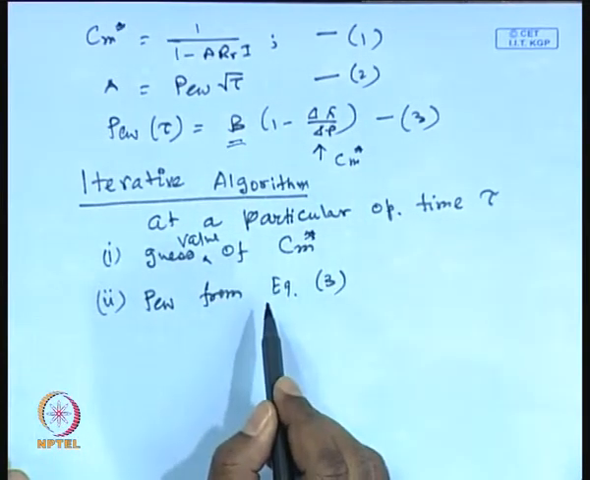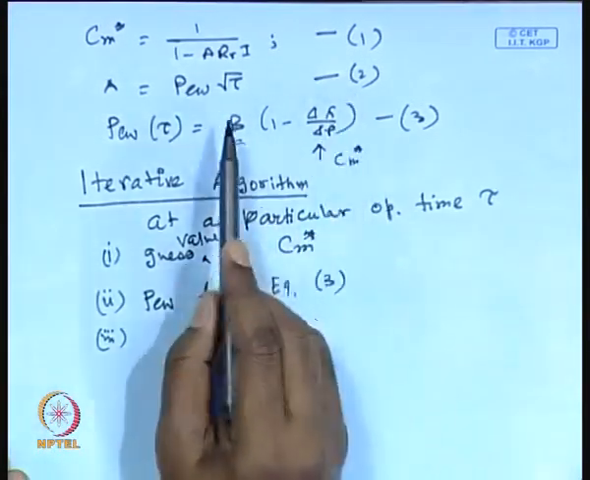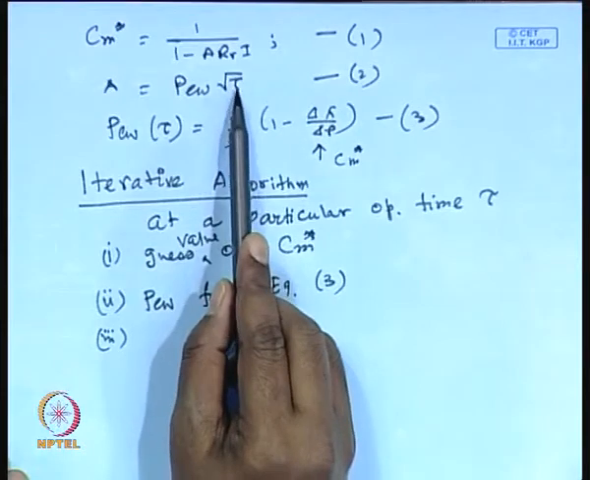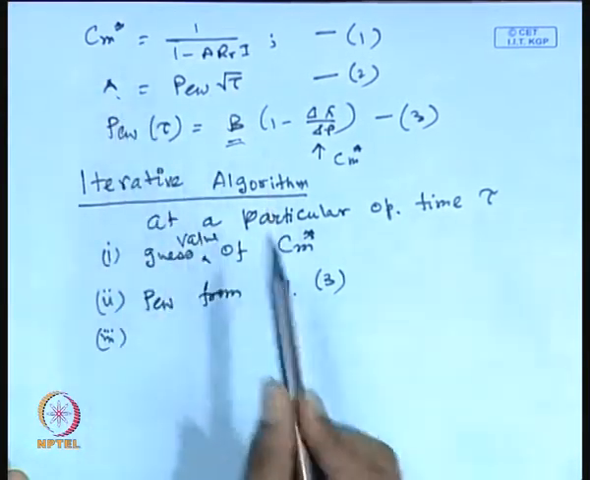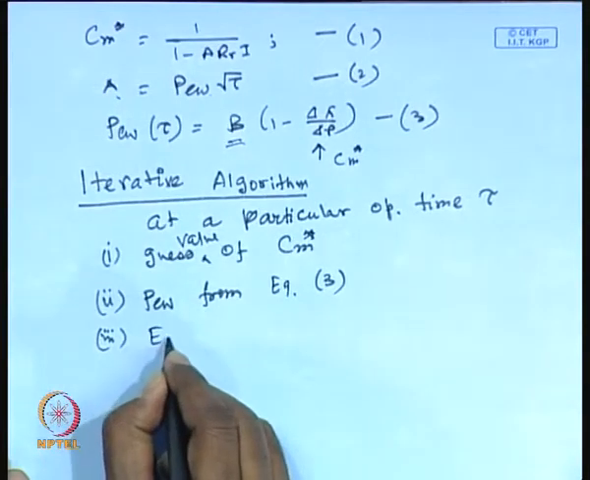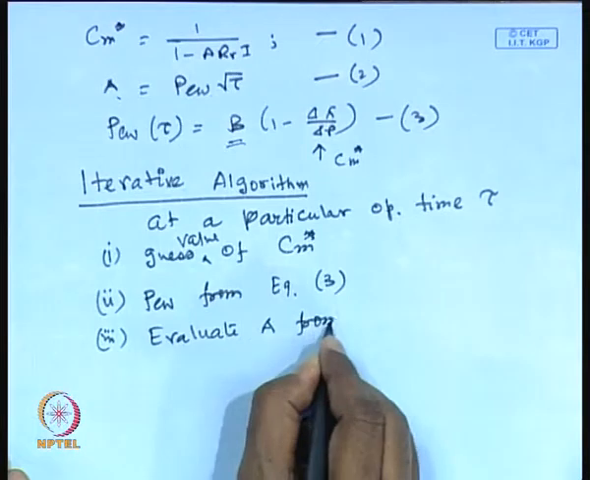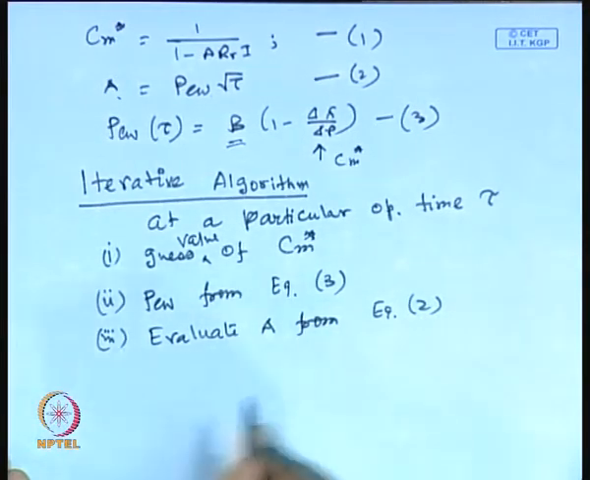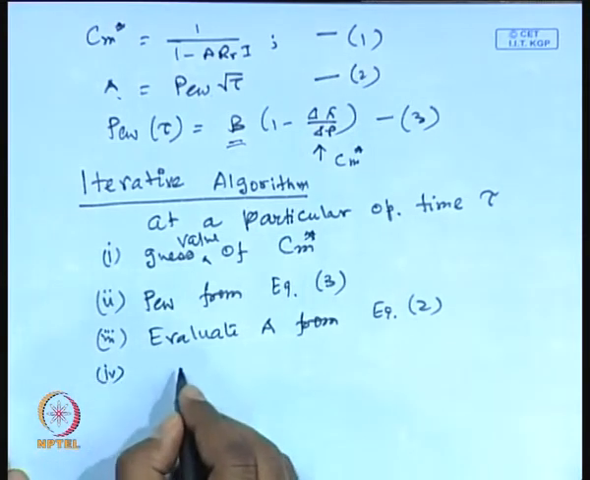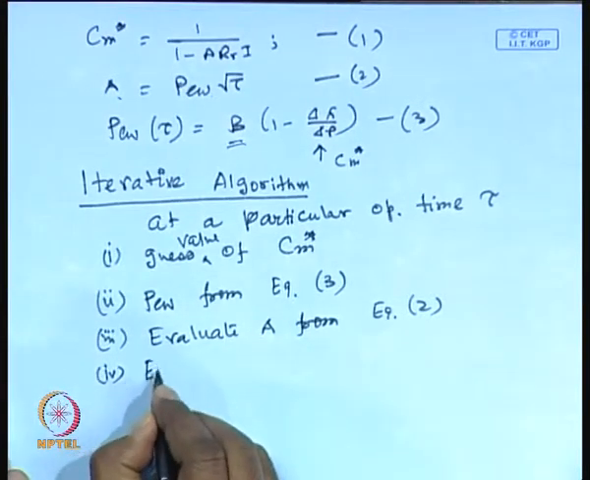Once you know the value of Pw, from step number 3, from equation 2, you know the time point, you know the value of tau, you know the Pw. So, you can get the value of A. So, okay. So, evaluate A from equation 2. Once you know the value of A, you are in a position to evaluate the definite integral I.